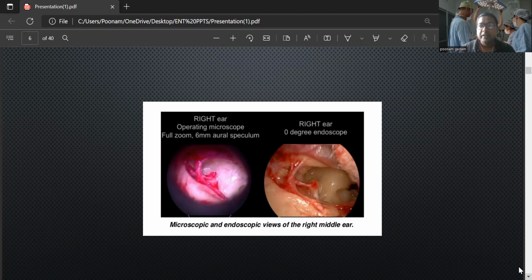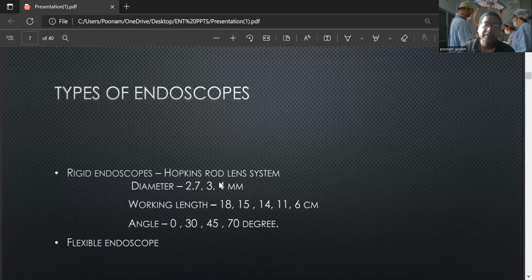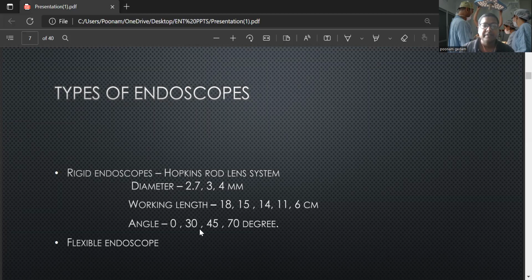So these are microscope and endoscope views of the right ear: operating microscope at full zoom with a 6 mm aural speculum, and the right ear with a 0-degree endoscope. Coming to the types of endoscope: rigid endoscope, Hopkins rod lens system. We use a diameter of 2.7 mm, commonly used in the ear. That is the pediatric endoscope, or otoendoscope. 2.7, 3 or 4 mm; 4 mm is the normal conventional one. Working lengths are 18 cm, 15 cm, 14 cm, 11 cm and 6 cm. Angles are 0-degree, 30-degree, 45 degrees and 70 degrees.